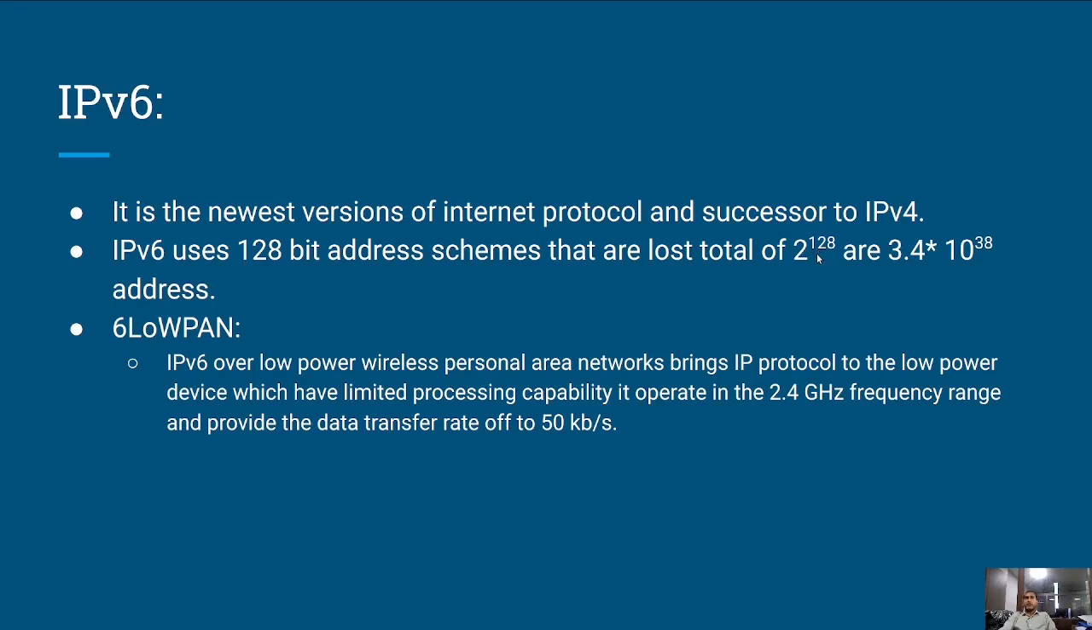There is another variant of IPv6, which is 6LoWPAN, which is IPv6 over low power wireless area networks. This is applicable for low power resource constrained devices, and it can operate in the 2.4 gigahertz band and provide a data rate of around 50 kbps.